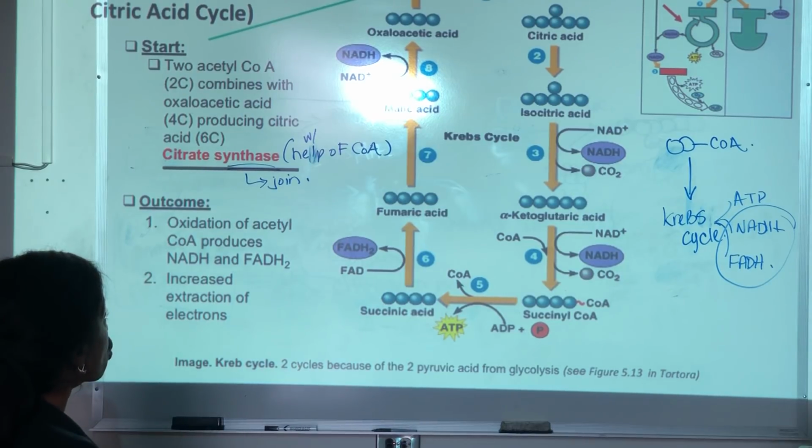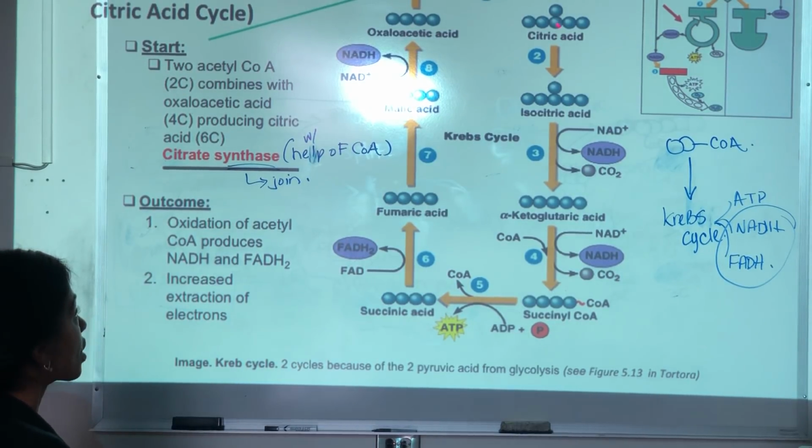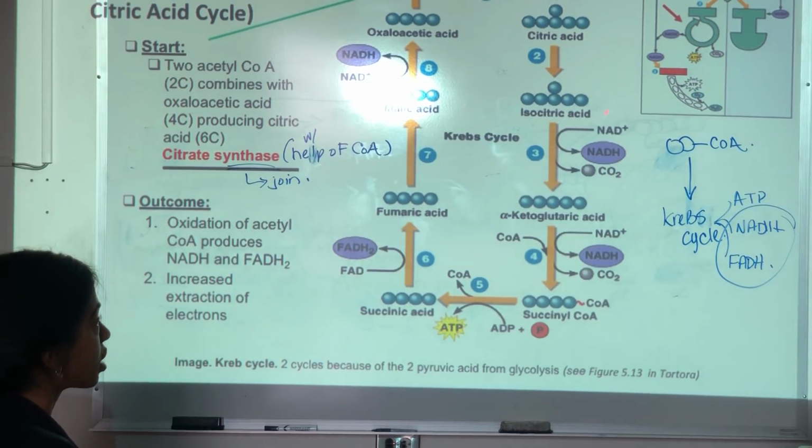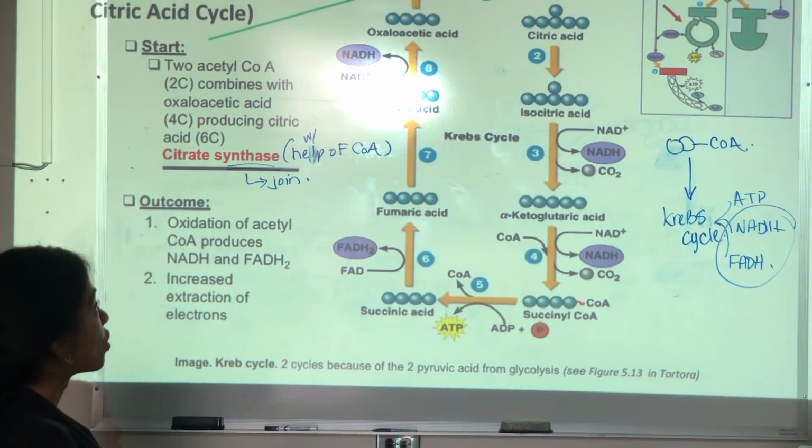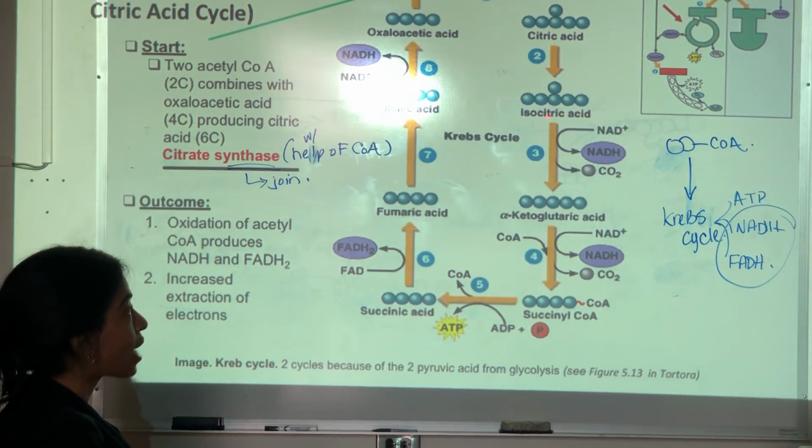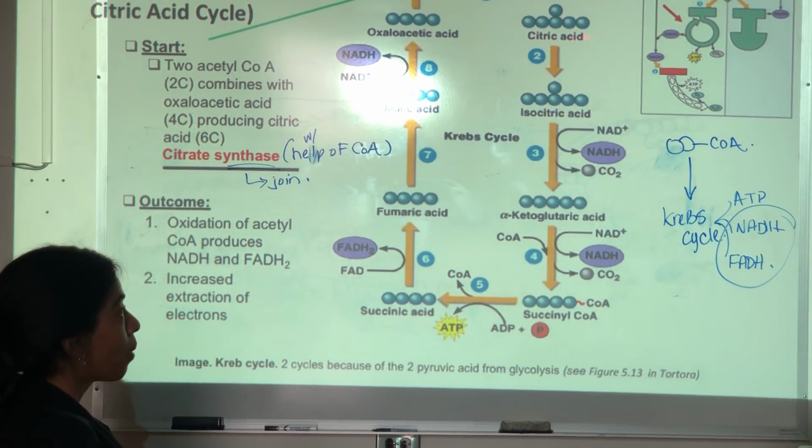So once we add the 2 carbon and the 4 carbon, we will get the 6 carbon citric acid, all right? How many carbon does citric acid have? 6, right? We have 6 dots. And citric acid gets converted into isocitric acid. If you look at the model, citric acid and isocitric acid, they look the same. But the name, the written name changes.